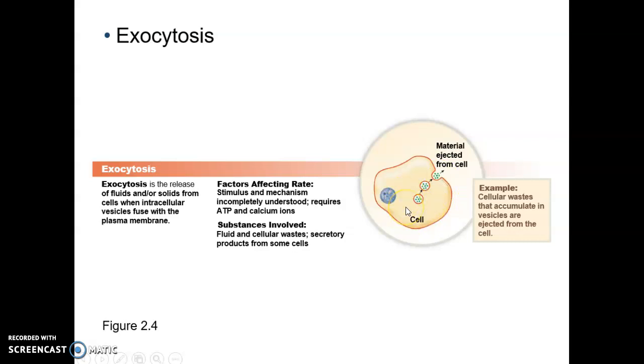The cell will produce protein, or proteins in this case, and package it in a transport vesicle. The vesicle moves to the plasma membrane and fuses with the plasma membrane like two soap bubbles fusing, and then what was inside the vesicle gets ejected outside of the vesicle. Exocytosis is active transport; it requires ATP.